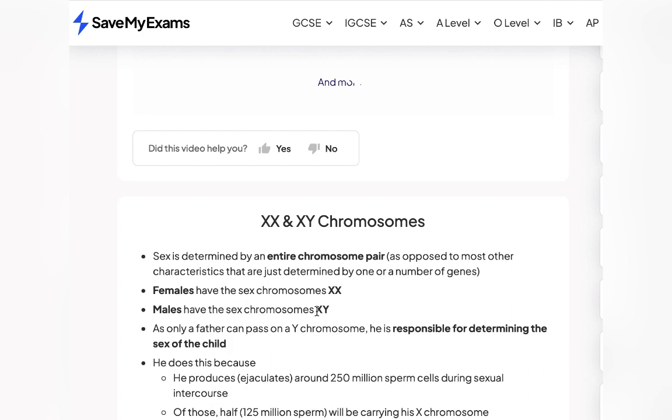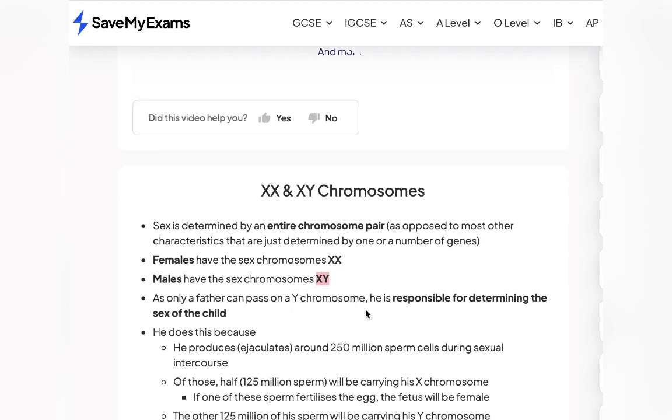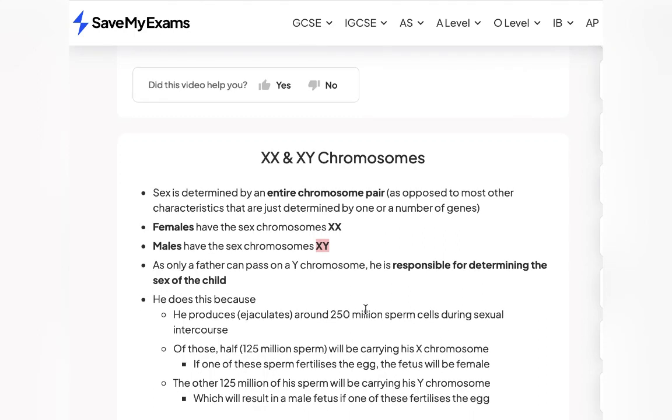Usually, most of the time, the X chromosome from the male gets to the egg, which is XX, first. So in that case, we have a female. But if the Y is able to travel faster for whatever reason and get to the XX, then you probably have a male. So we say sex is determined by the entire chromosome pairs, as opposed to most other characteristics that are determined by just one or a number of genes. Females have the sex chromosome XX, while the male has the sex chromosome XY, as we've established already. Now, as only a father can pass on a Y chromosome, he is responsible for determining the sex of the child.